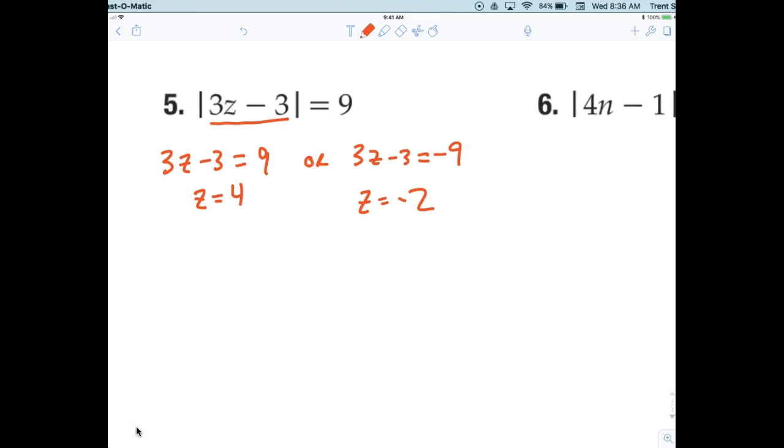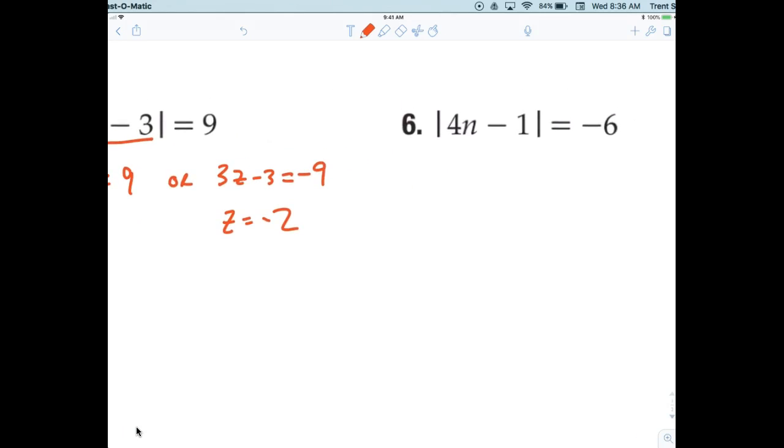Now sometimes it's more complicated, so I don't want you to do the mental math. When something's that simple, we're just going to do the mental math. Any questions or concerns? All right, let's check out number 6. Uh-oh. You're going to get tricked a lot of times. What's the problem here?